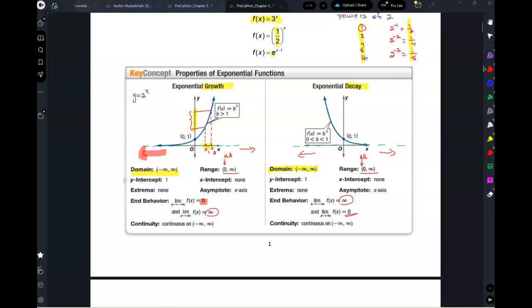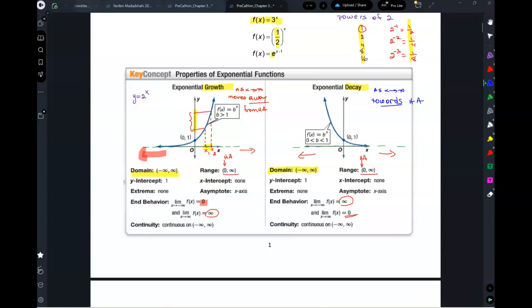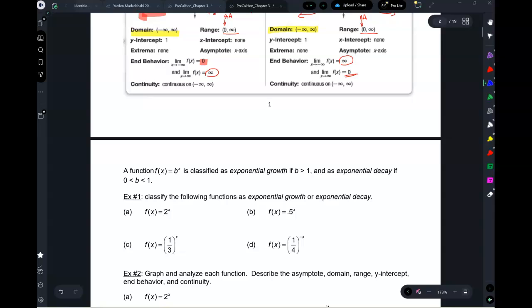Okay, this brings me to another very important point. You can look at these two and you can clearly state, it's not really that difficult to say that the one on the left is growth, the one on the right is decay. But let's really say what exactly is happening. In the case of exponential growth, as x approaches infinity, as we're going to the right, the graph moves away from the horizontal asymptote. In the case of exponential decay, as x approaches positive infinity, the graph will move towards the horizontal asymptote. Okay. And of course, exponential graphs are continuous everywhere. Okay, fabulous. Yay, let's move on.